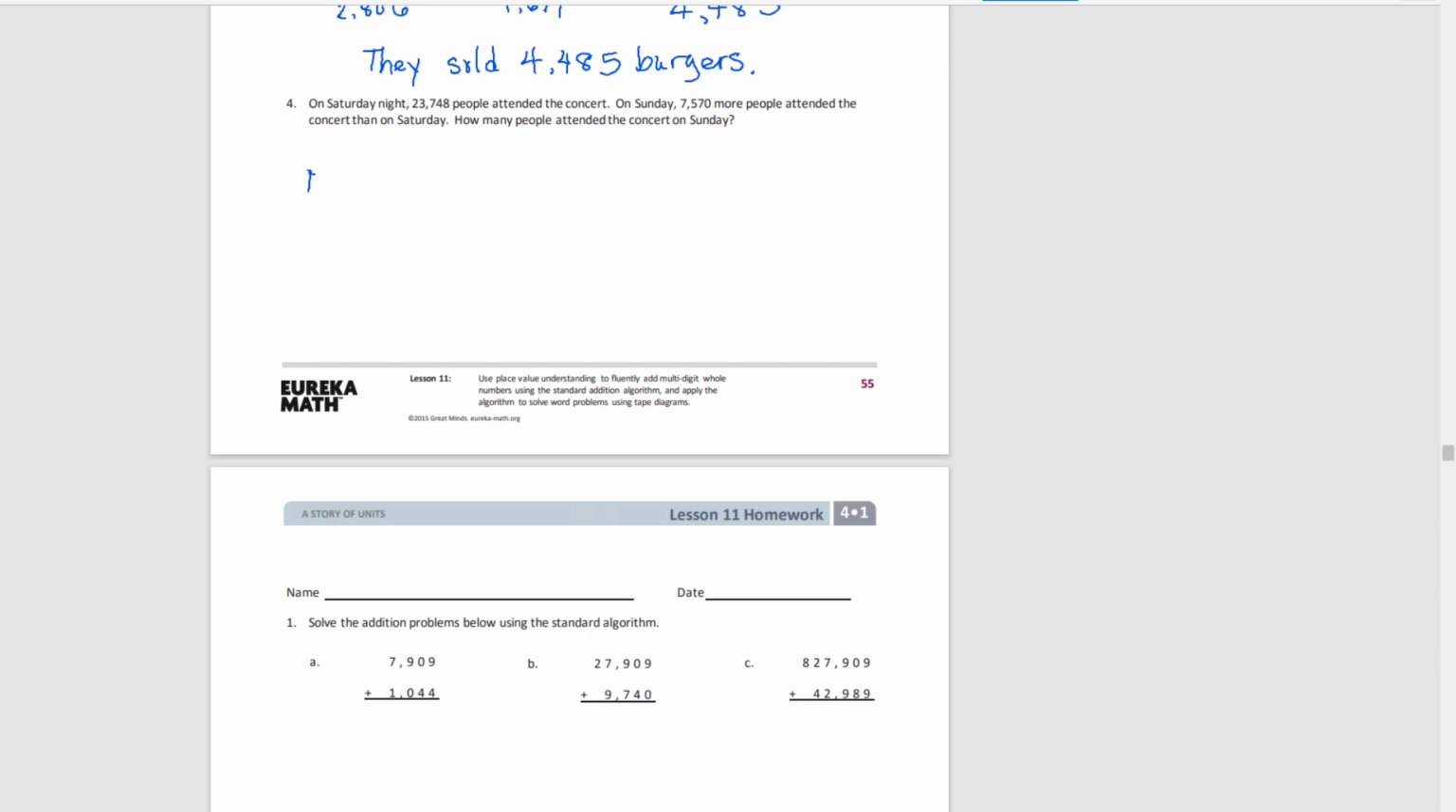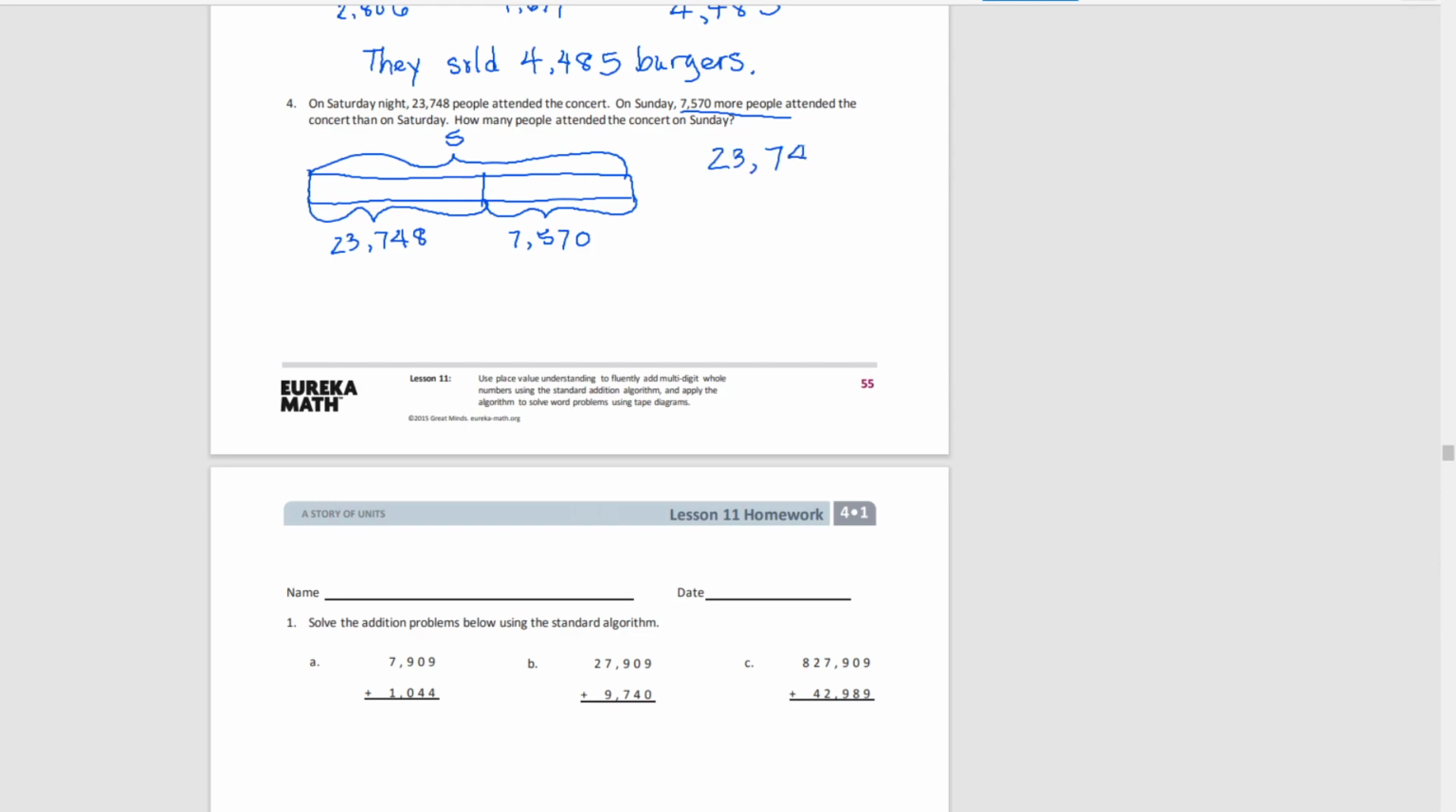Okay, here we have our tape diagram again. We saw how many people attended the concert on Saturday night, which was 23,748. And reading this carefully, on Sunday, 7,572 more people attended. So this is how many more they attended on Sunday than on Saturday. And then the question is, how many people attended the concert on Sunday? So we'll line this up again vertically, lining up our place values, making sure we're adding together the same units.